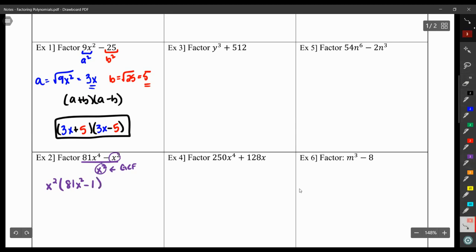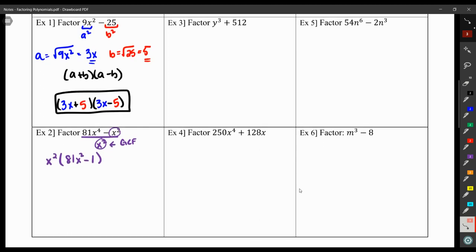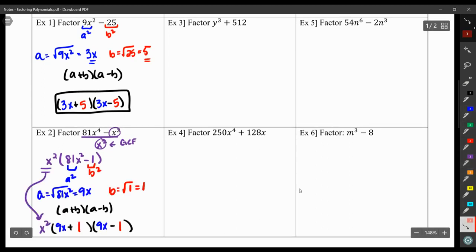So now we're going to use difference of squares to factor this middle piece here. Pause the video and try to get the difference of squares factorization for 81x squared minus 1. And here's what you should have had for example number 2.